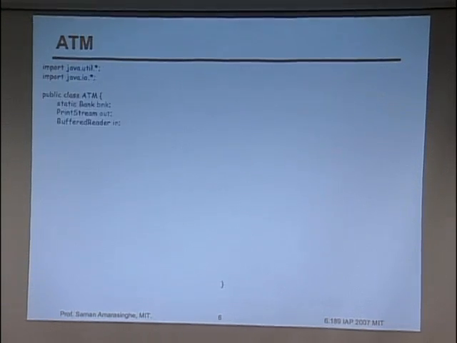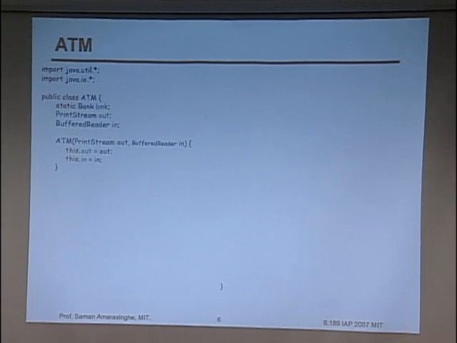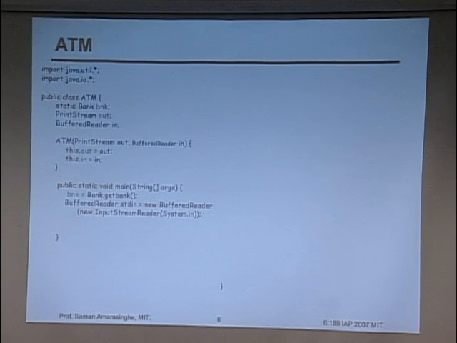Now assume you want to build an ATM. How do you build an ATM? You need a bank, and you have some input and output streams. When you start the ATM, you set up these input and output streams. In the main function, you get a bank, create where the input streams are coming from, create output that goes to standard system out, create an ATM, and let the ATM run. So how do you run the ATM?